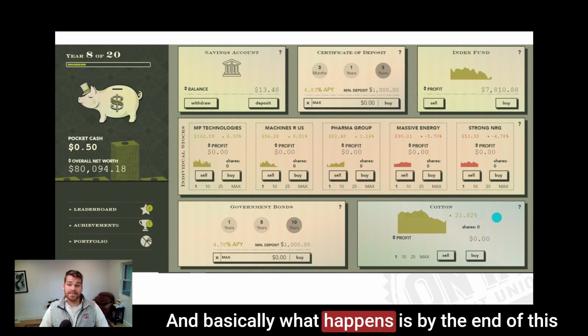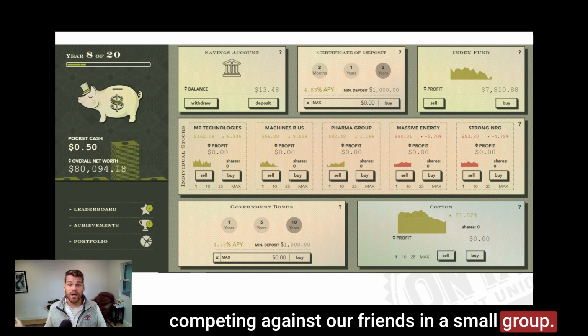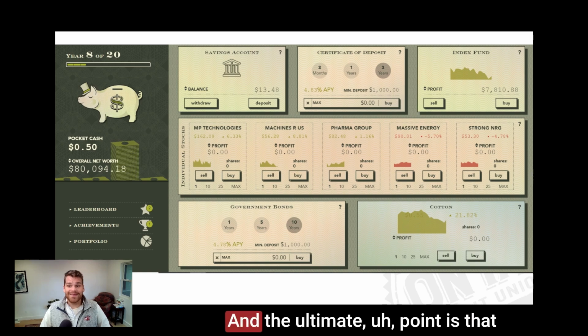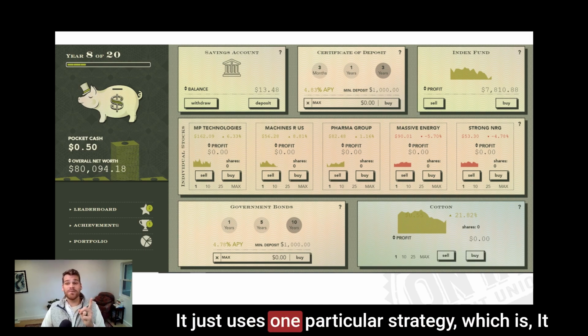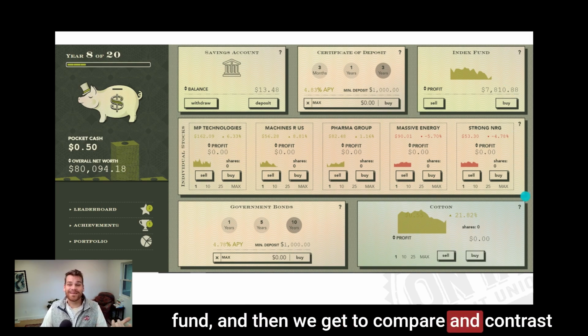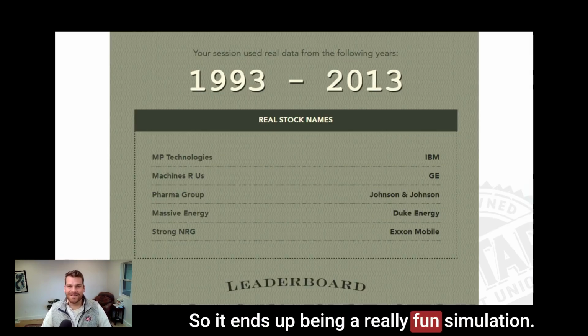And basically what happens is by the end of this 20 years, maybe we're competing against our friends in a small group. You can set it up that way, but we're also competing against the computer. And the ultimate point is that the computer doesn't actually have any information that we don't have. It just uses one particular strategy, which is it puts all of its income into the standard index fund. And then we get to compare and contrast how did we do as compared to the computer. So it ends up being a really fun simulation.